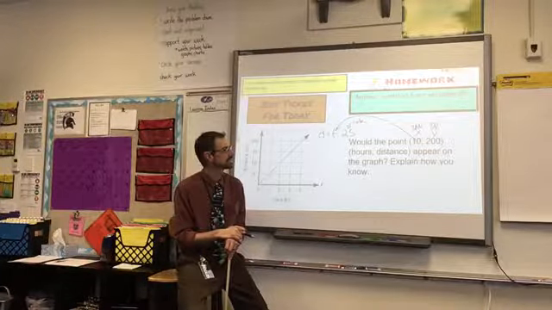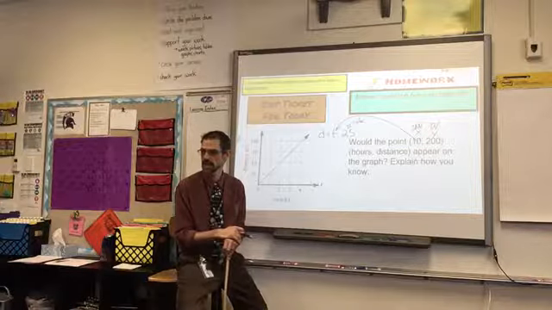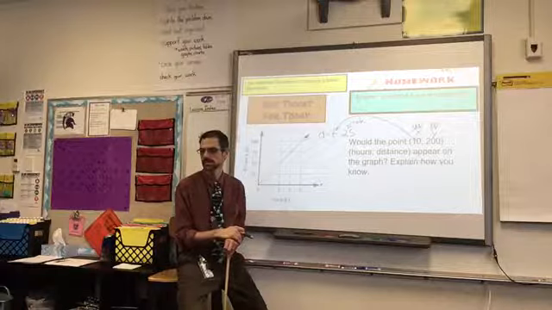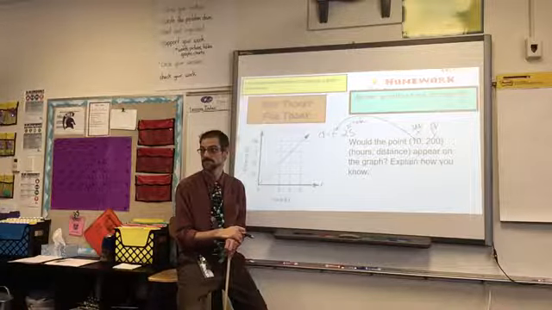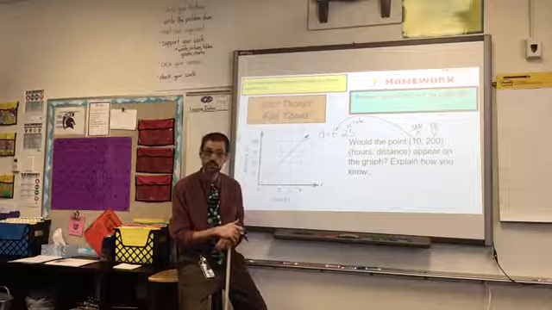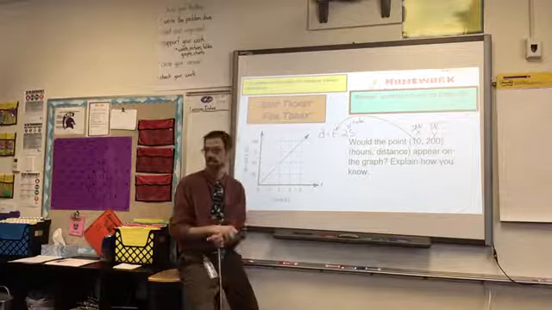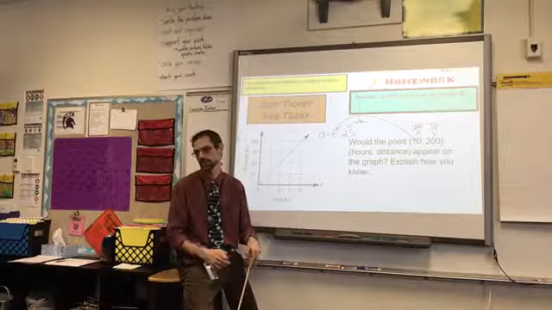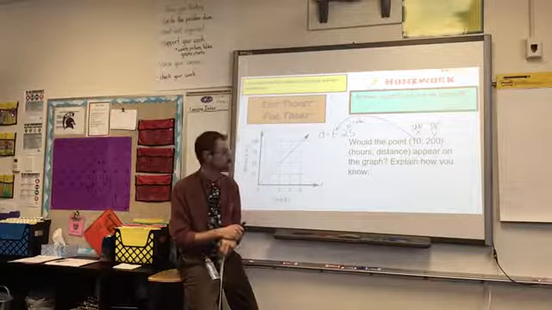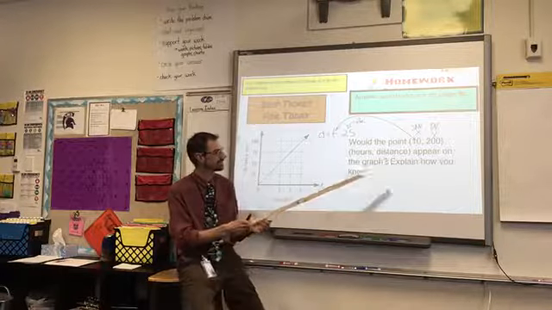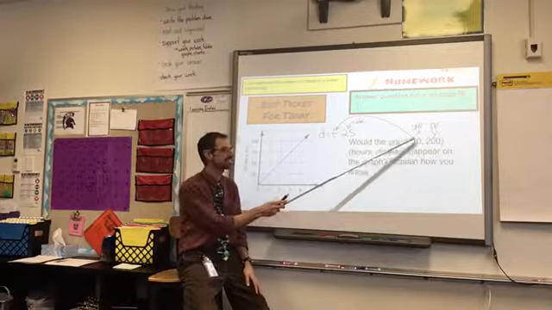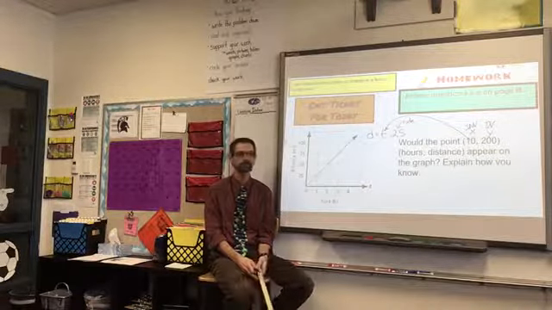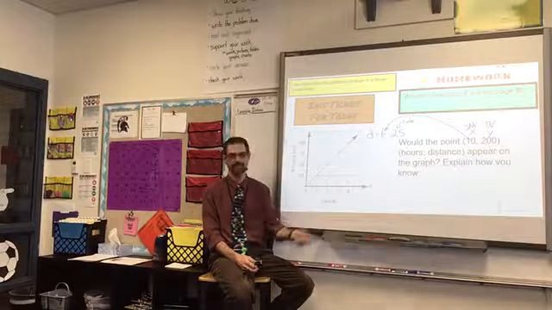You get 10 times 25. 250 miles. So my question is, Jay, did I get 200 miles? No. So this is what it means. This point, 10, 200, would not be on that graph. This is someone else's graph. It's not this one.